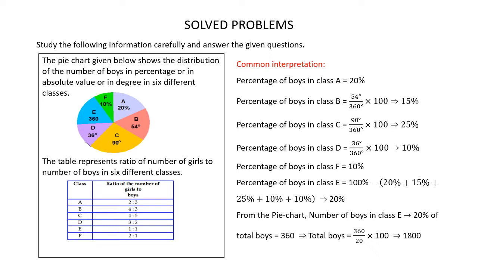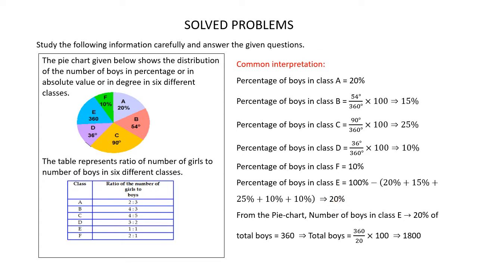Now for F it is given as 10%. Now for E it is given that the total number of boys in class E is 360. Now the percentage of boys in class E is equal to 100% minus the total of the percentages of the rest of the classes. So the percentage of boys in class E is equal to 100% minus (20% plus 15% plus 25% plus 10% plus 10%), which is 20%. So the percentage of boys in class E is 20%.